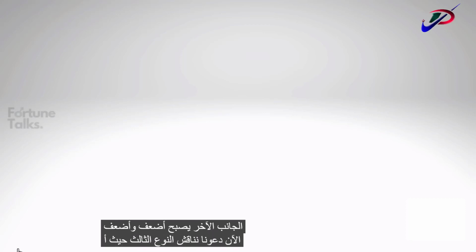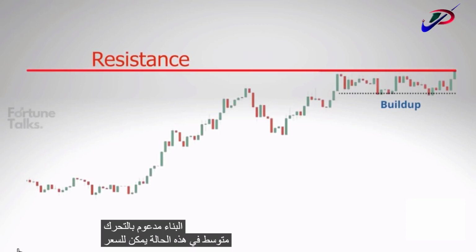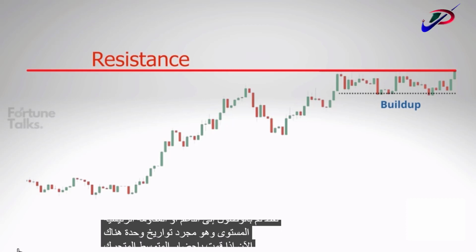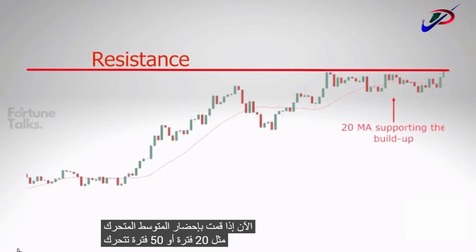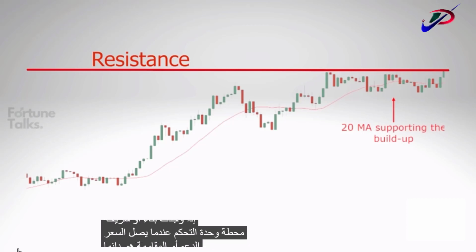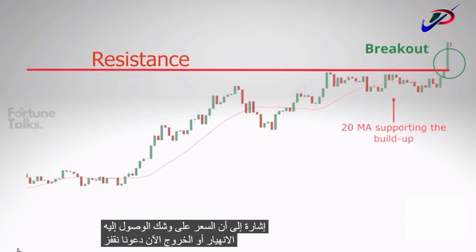Now let's discuss the third type, where a build-up is supported by a moving average. In this case, the price could just come to a key support or resistance level and it just consolidates there. Now if you bring up the moving average, like a 20 period or 50 period moving average, you will notice that the moving average supports the price and vice versa pretty nicely. It's like the market is really respecting the moving average and it is getting ready to break out. So if you find a build-up or a slight consolidation when the price reaches the support or resistance, it is always an indication that the price is about to break down or break out.